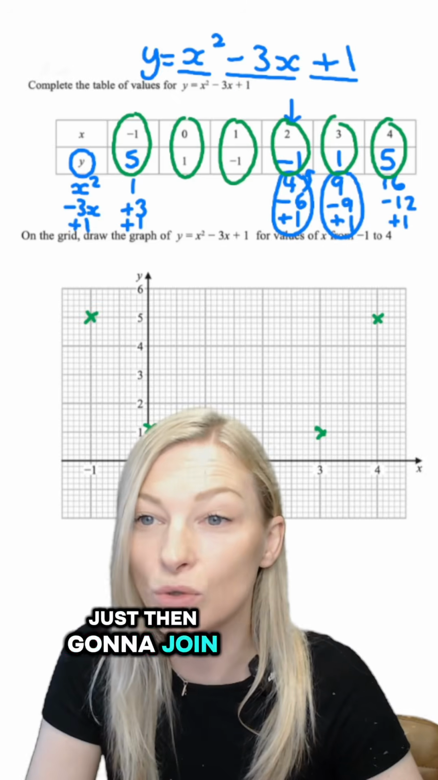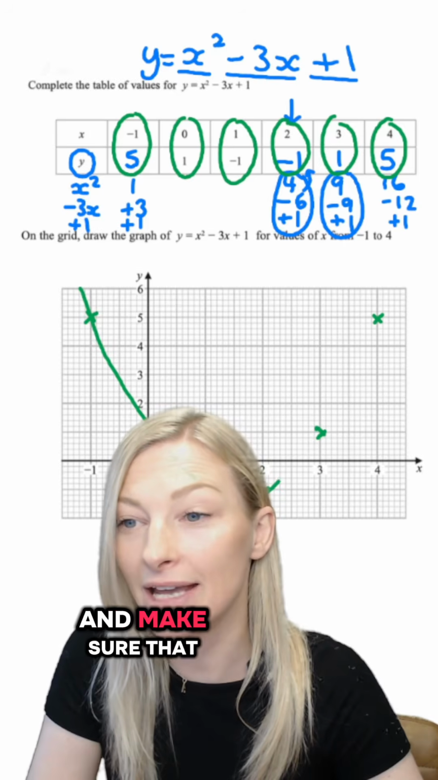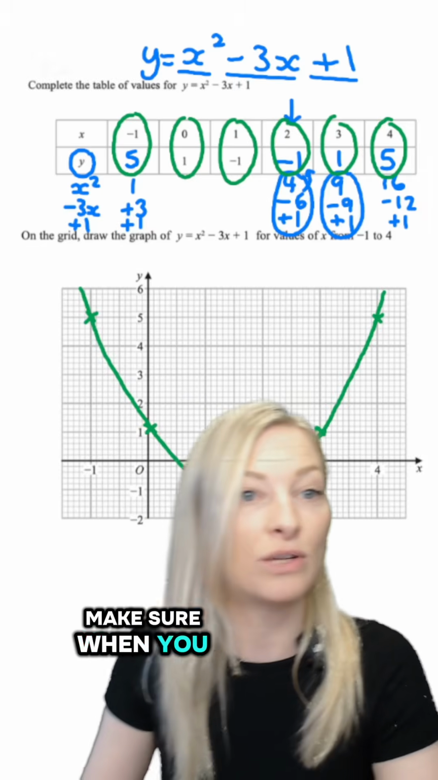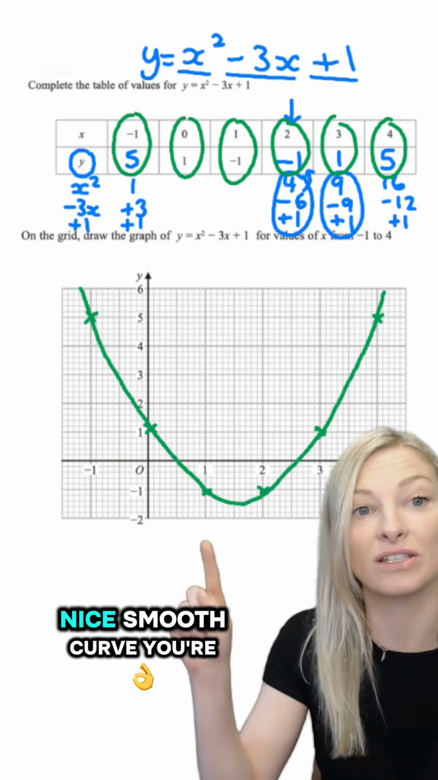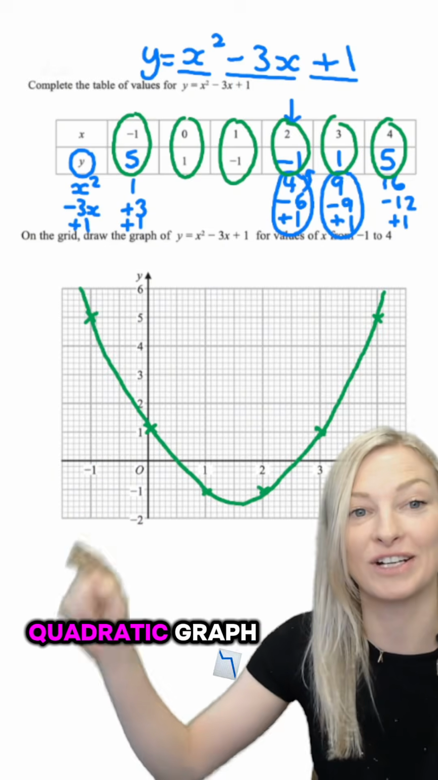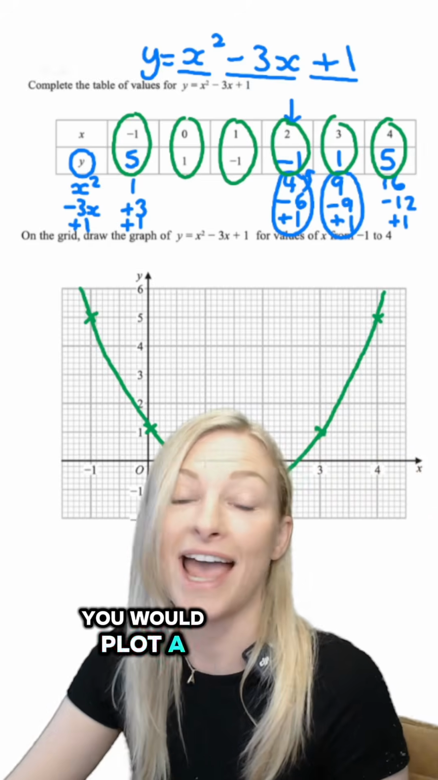You're just then going to join that up with a nice, smooth curve. And make sure that when you curve at the bottom, mine's not very accurate, make sure you get that nice, smooth curve. You're dipping below. I don't want to see any flat bottoms on your quadratic graph. That's going to go down and come back up. And that is how you would plot a quadratic graph.